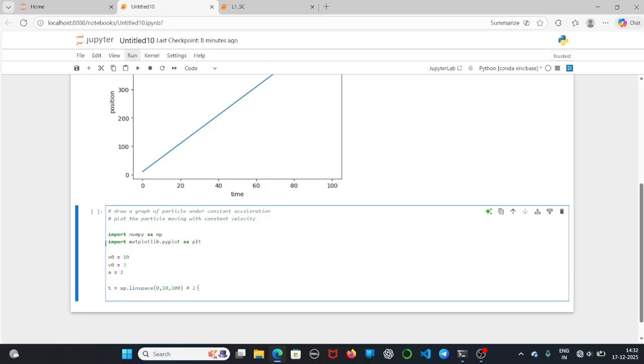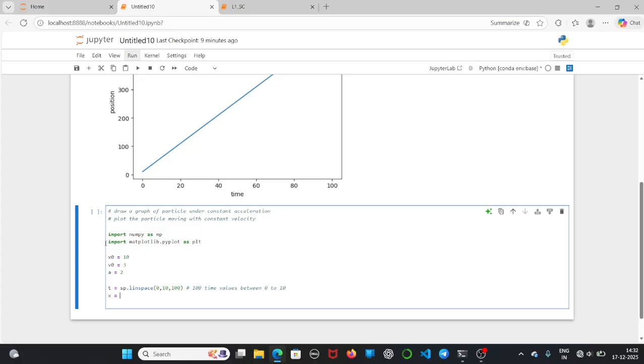You may know that 100 time values between 0 to 10. So I'm going to declare x equals x naught plus initial velocity times t plus half, I'm going to write here 0.5 times a times t squared. This equation you already know: if a particle moves with constant acceleration, then the equation of its motion is given by this.